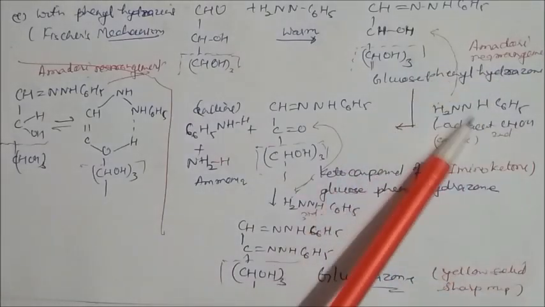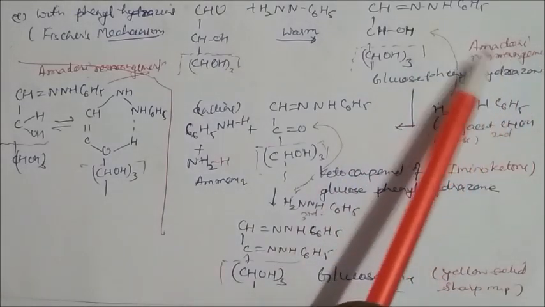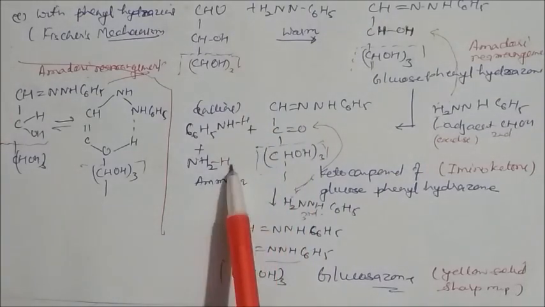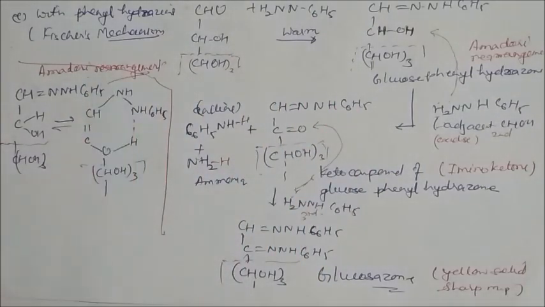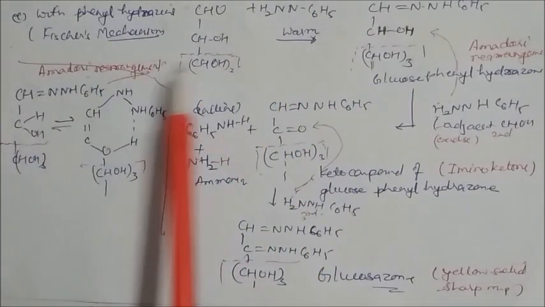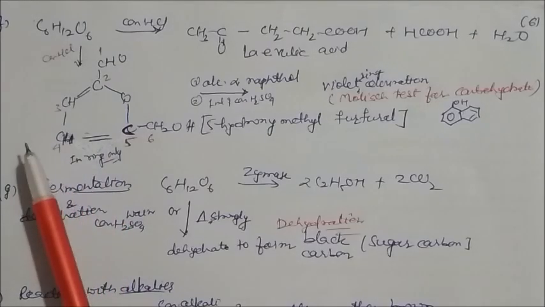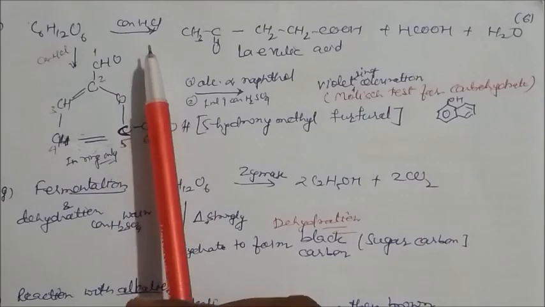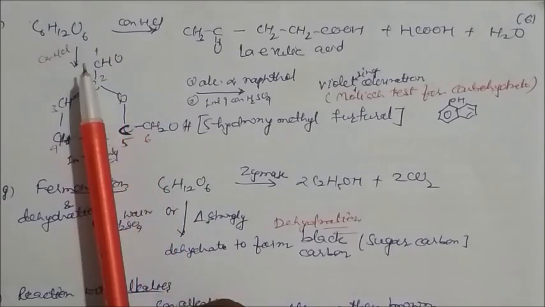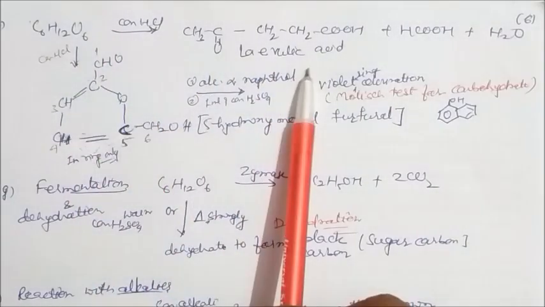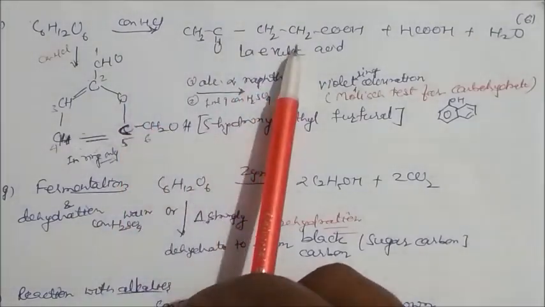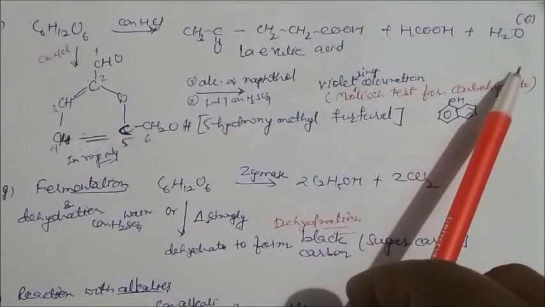The second phenylhydrazine will undergo Amadori rearrangement to convert into fructose molecules. This is the whole mechanism of phenylhydrazine with glucose. Next, glucose with concentrated HCl. In the presence of concentrated HCl, it will form an acid called levulinic acid, CH3COCH2CH2COOH, and formic acid and water.